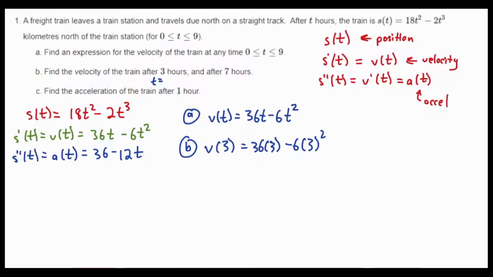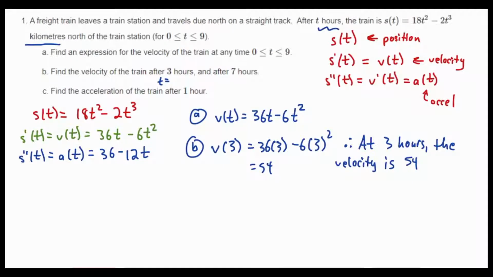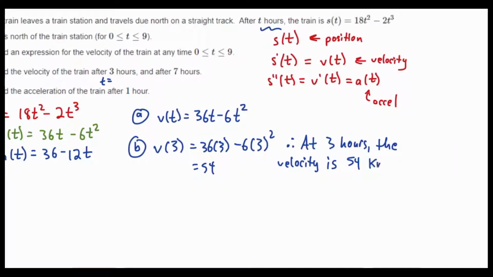36 times 3 minus 6 times 9. It's 54. And this did actually ask an actual question, so let's have a concluding statement. Therefore, at 3 hours, the velocity is 54. And what are our units? We're measuring in kilometers, and t is measured in hours. So it's going to be 54 kilometers per hour.